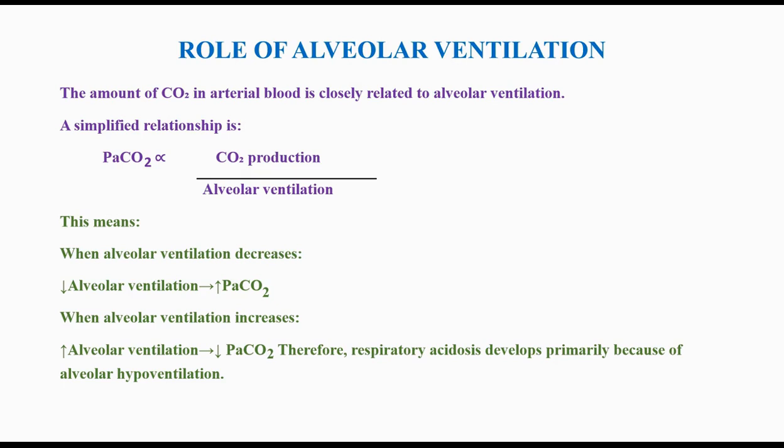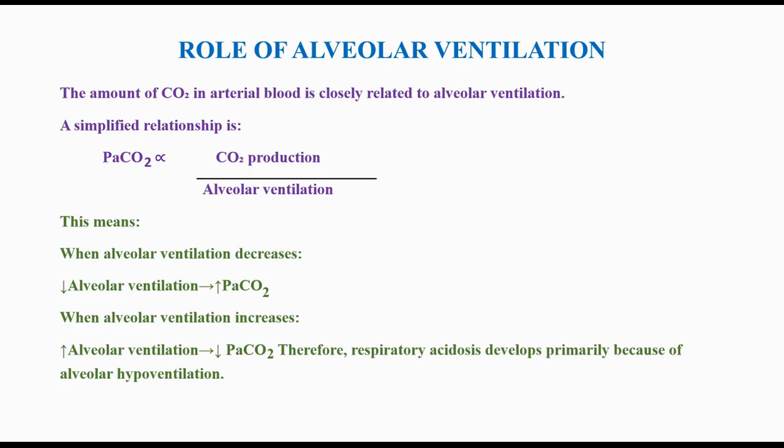The relationship between PaCO2 and alveolar ventilation can be expressed as: PaCO2 is proportional to carbon dioxide production divided by alveolar ventilation. This means that if the production of carbon dioxide remains relatively constant and alveolar ventilation decreases, PaCO2 will increase. Therefore, decreased alveolar ventilation leads to increased PaCO2. On the other hand, if alveolar ventilation increases, more carbon dioxide is eliminated through the lungs, resulting in a decrease in PaCO2. Thus, increased alveolar ventilation leads to decreased PaCO2.